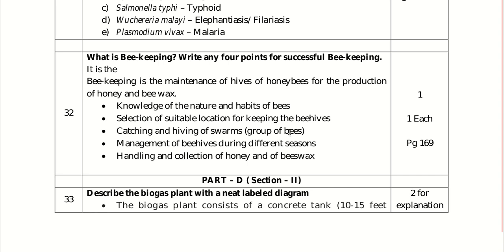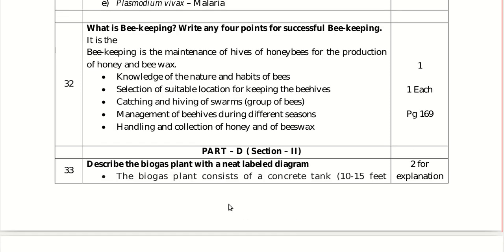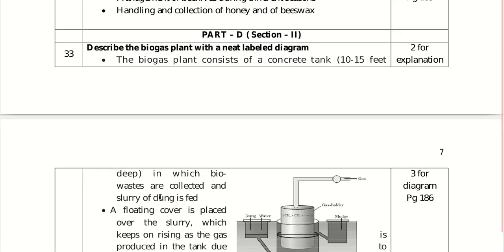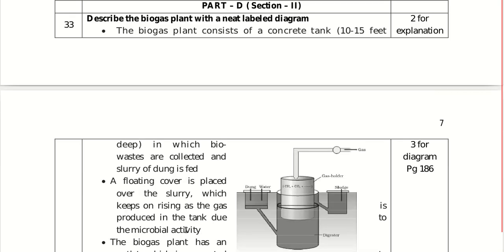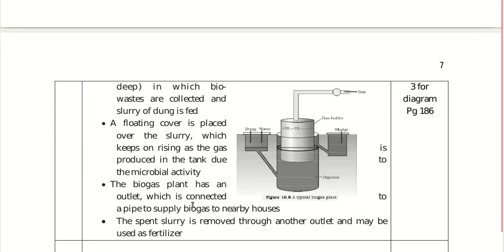Part D, Section 2 consists of the first question: describe the biogas plant with a neat labeled diagram. The biogas plant consists of a concrete tank that is 10 to 15 feet deep, in which biowaste is collected and slurry of dung is fed. A floating cover is placed over the slurry, which keeps on rising as the gas is produced in the tank due to microbial activity. The biogas plant has an outlet which is connected as a pipe to supply biogas to nearby houses. The spent slurry is removed through another outlet and may be used as fertilizer.